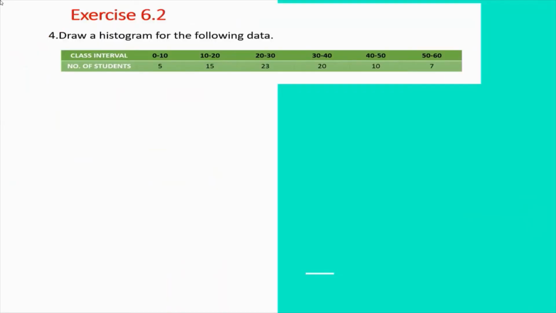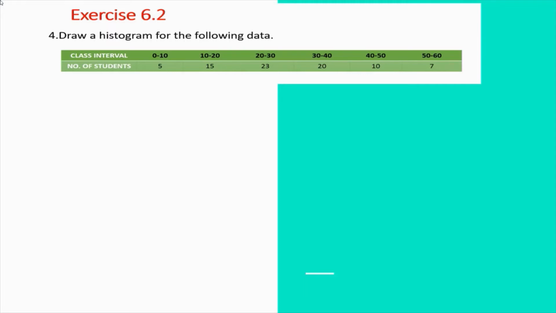Now we will see a problem related to histogram. Exercise 6.2, fourth problem. Draw a histogram for the following data. They have given data, class interval and number of students. Class intervals are 0 to 10, 10 to 20, 20 to 30, 30 to 40, 40 to 50, 50 to 60. It is in a continuous form, so it is known as a histogram.